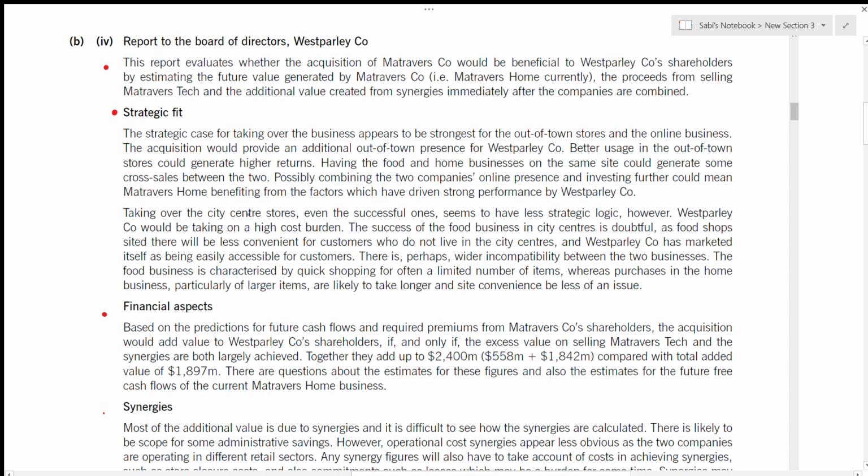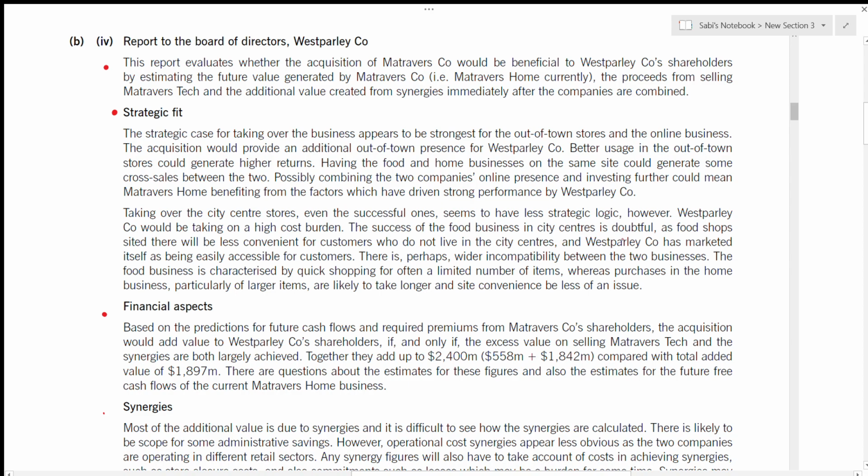Taking over the city center stores, even the successful ones, seems to have less strategic logic, right? However, West Pale would be taking on a high cost burden. Exactly, if they're acquiring so much, it will be a high cost burden for West Pale. The success of the food business in city center is doubtful. Why? As food shops cited, they will be less convenient for customers who do not live in the city center. Yes, not all the customers live in the city center. So if you are building in a city center, it will not be convenient for all customers.